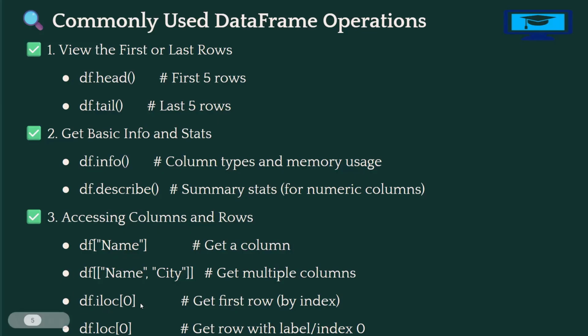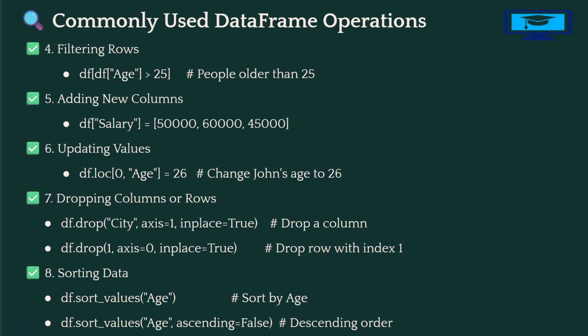df.iloc gives the first row by index, and df.loc gives a row with label index 0. We will use all of this so you'll get an idea. When I use them, obviously I'll tell you about them. Right now I'm just giving an overview. Now for filtering data, I'm taking a particular column and using a condition, like if it's greater than 25, it will give me all the values that are greater than 25, so all the ages greater than 25.